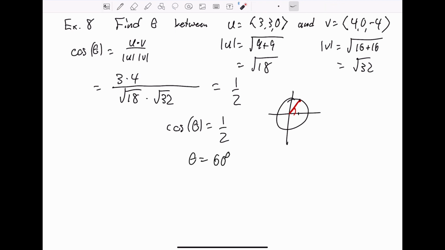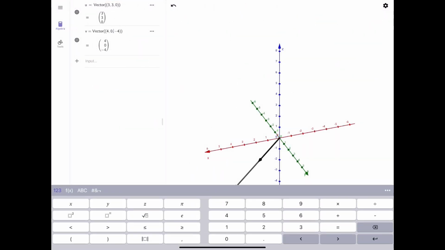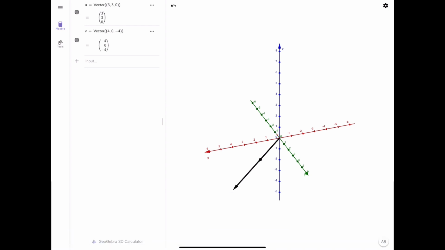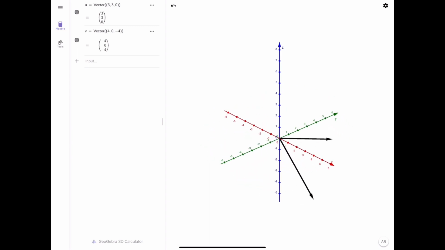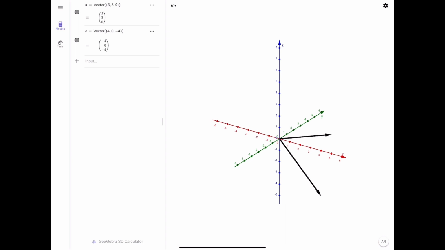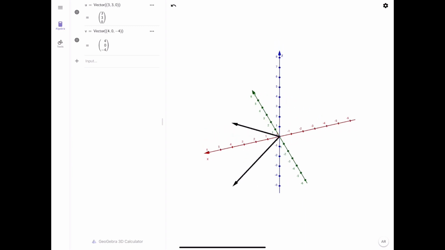We found that using this geometric formula that involves the dot product of the vectors. Let's go ahead and visualize this in GeoGebra. Here are the two vectors, 3, 3, 0 and 4, 0, negative 4. Based on this view angle, it does not look like they have an angle of 60 degrees. They look parallel. So if we move around a little bit, then we'll really see the angle between the two vectors. So right about there, that looks like about an angle of 60 degrees. Using the dot product, we found that the angle formed between these two vectors is 60 degrees.